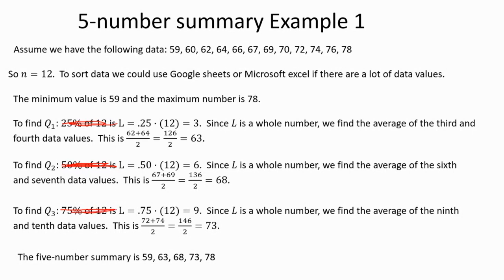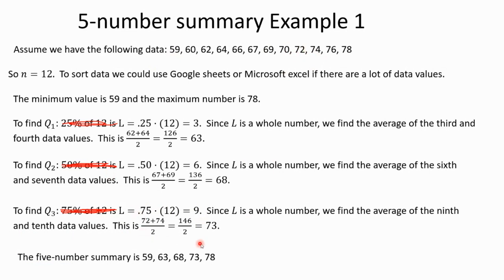Q3, okay? I had the 75% to remind us we do 0.75. But for Q3, we have 0.75 times 12. That's just 9, okay? That's a whole number. So we look at the 9th and 10th data value. That's 72 and 74. If you count from the bottom, you get 72 and 74, 9th and 10th respectively. Add them up, divide by 2, you get 73. You get the average of those two, which is 73.